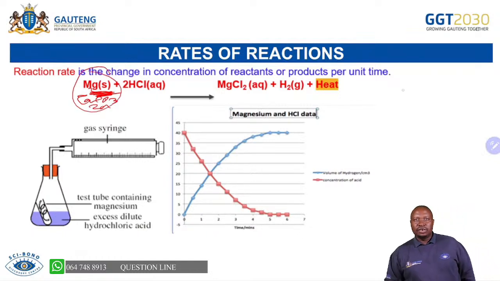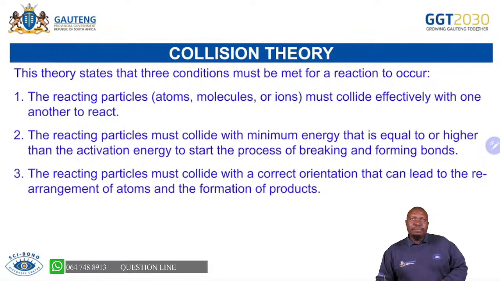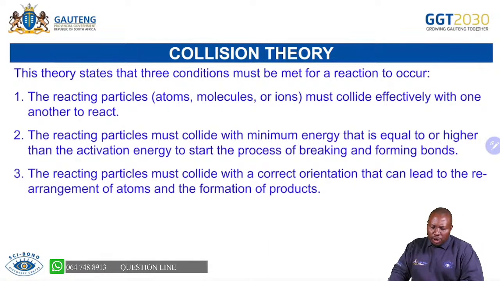But the reaction, we find that is mostly related to that, and the graph is mostly like that. And we said the rate of reaction is the change in concentration of the reactant or product per unit time. I hope you have that. Now, the main thing now is the issue of the collision theory. Under collision theory, remember we're saying that the reacting particles must collide effectively with one another.